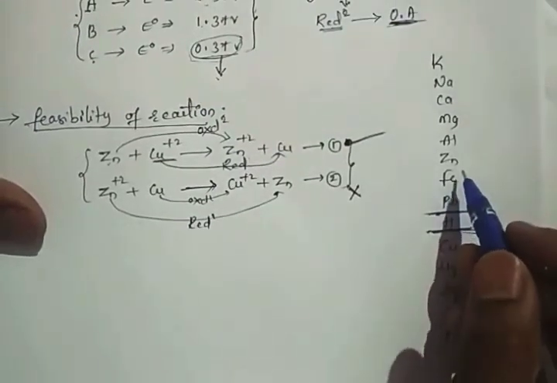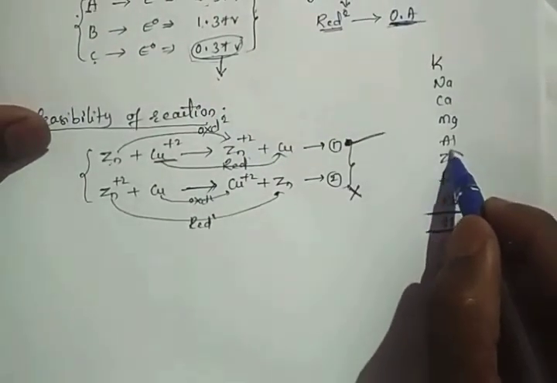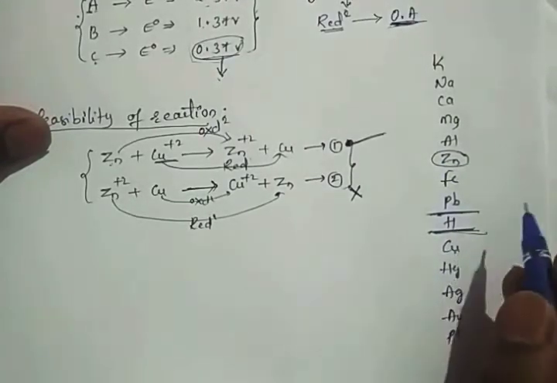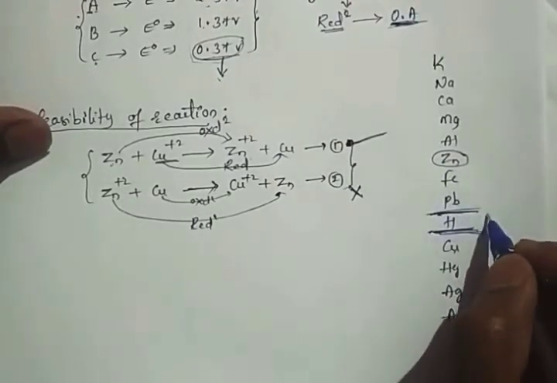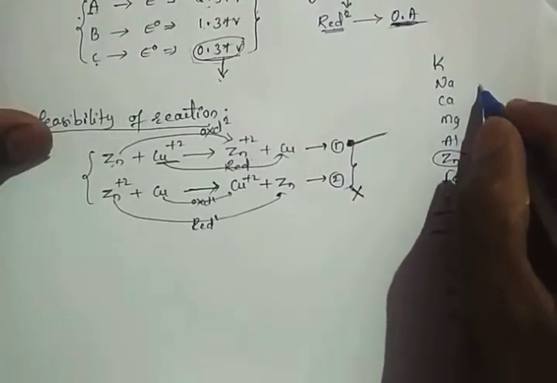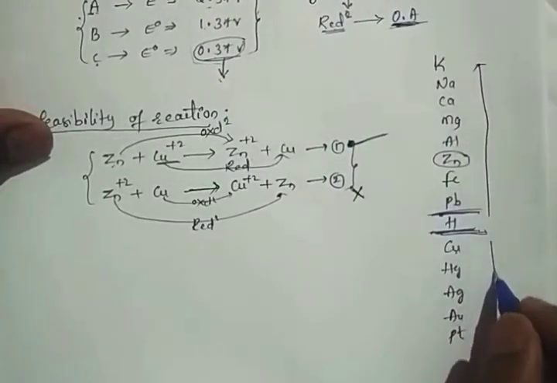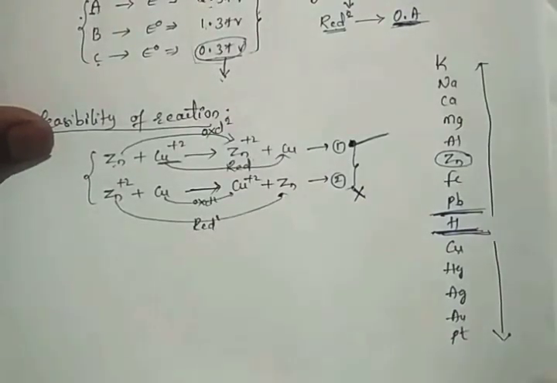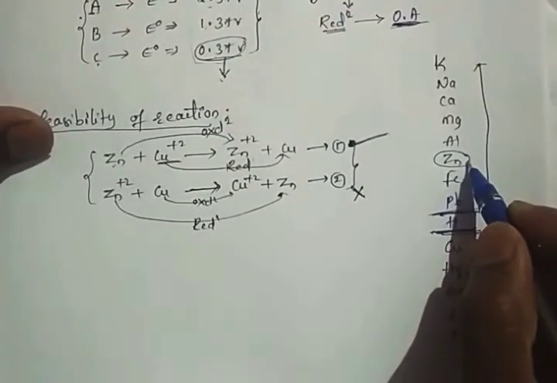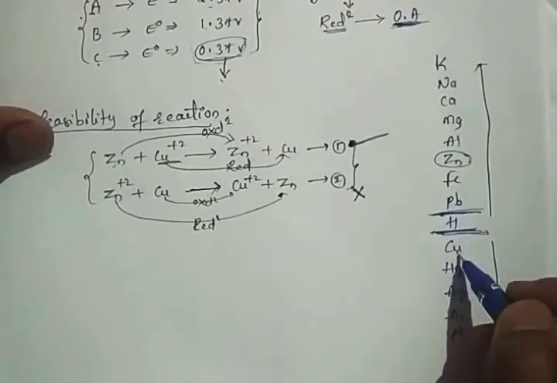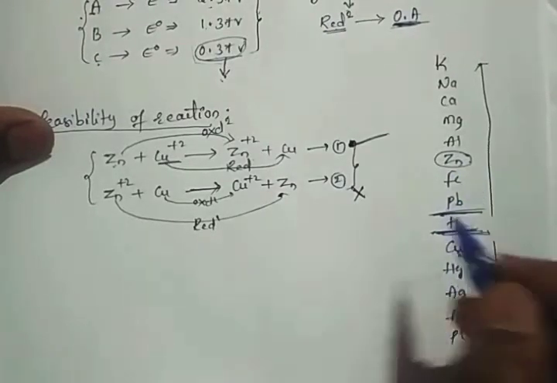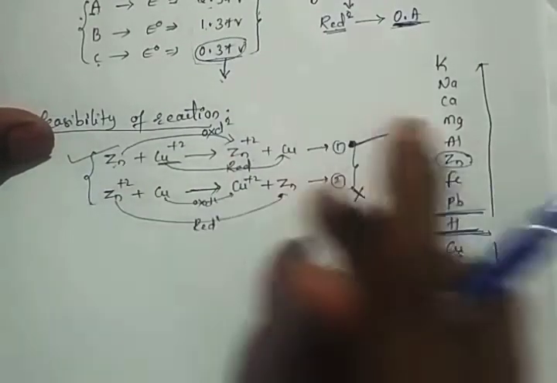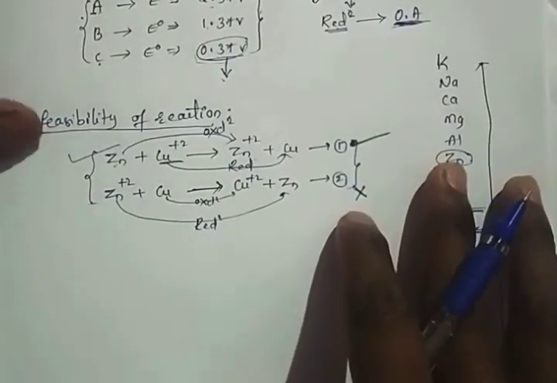So here you know that zinc is more reactive than copper. These above hydrogen are more reactive, and down the group reactivity decreases. Since zinc is more reactive, it can displace copper from its solution. Therefore, the first reaction is feasible, whereas the second one is not feasible. So based upon this, you are going to predict.